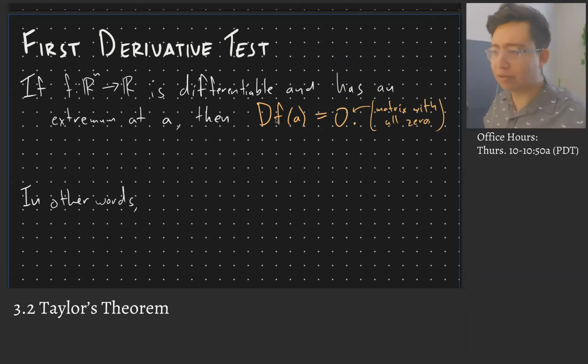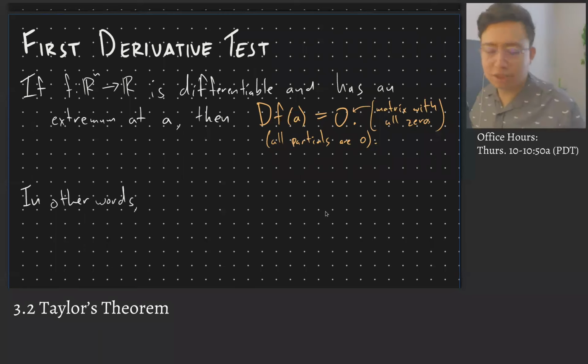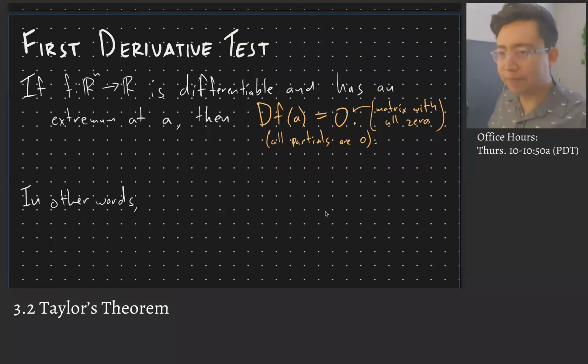I could have also said this in terms of the gradient. Another way to say this is that all partial derivatives are 0 at that point. Just like in the single variable case, if n equals 1, then this is just a 1-by-1 matrix, and you're just saying that the derivative is equal to 0. But as soon as you introduce more variables, you have to check all possible partials and make sure they're all equal to 0. Okay, cool.